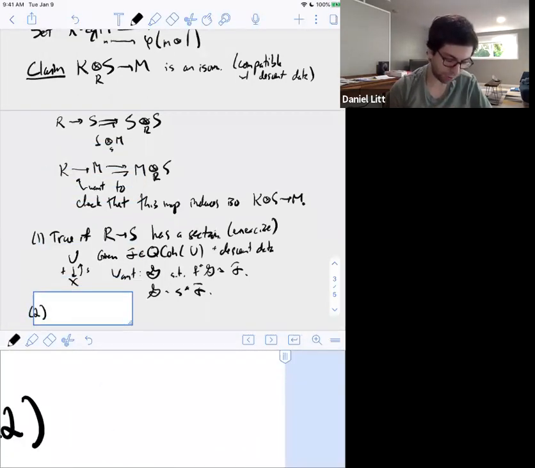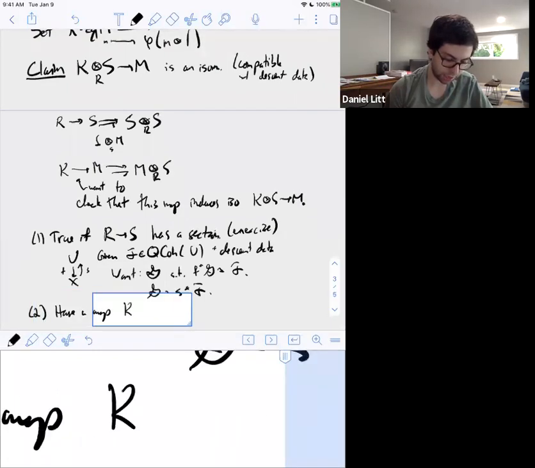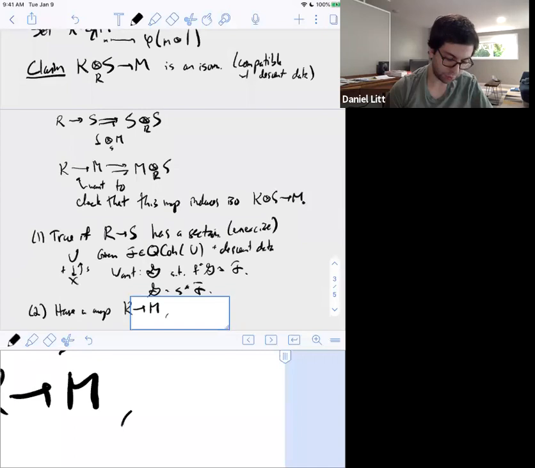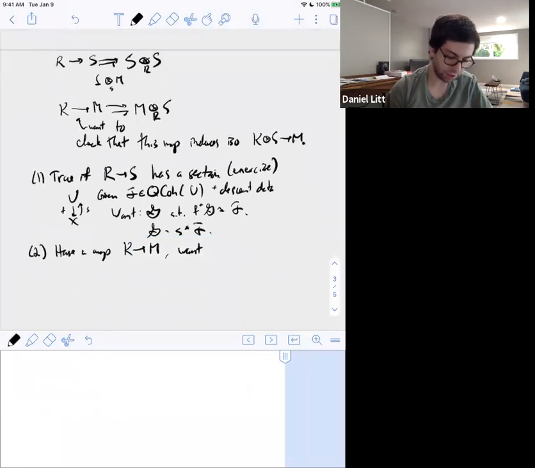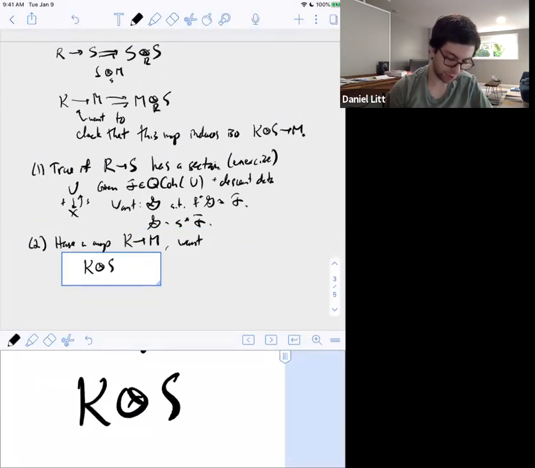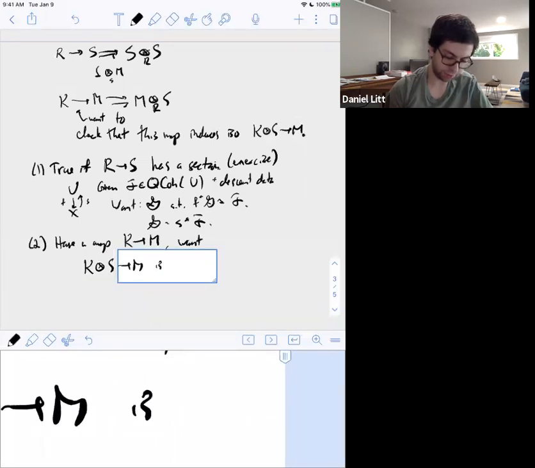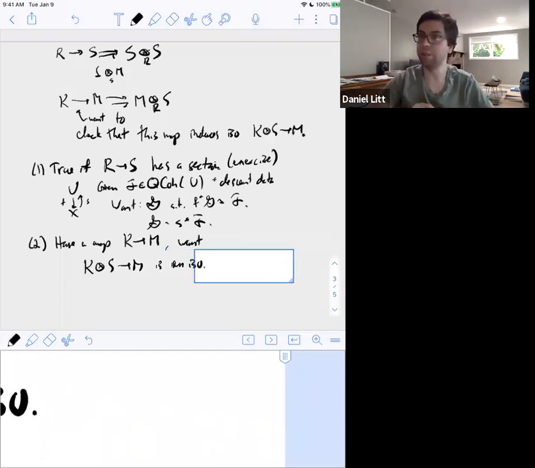So we have a map K to M, and we want to check that the induced map K tensor S to M is an isomorphism. Okay, and at least according to this exercise, we know how to do this if there's a section. So can anyone tell me how to reduce to that case?